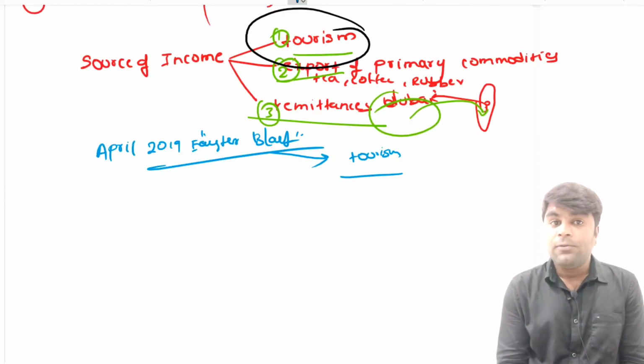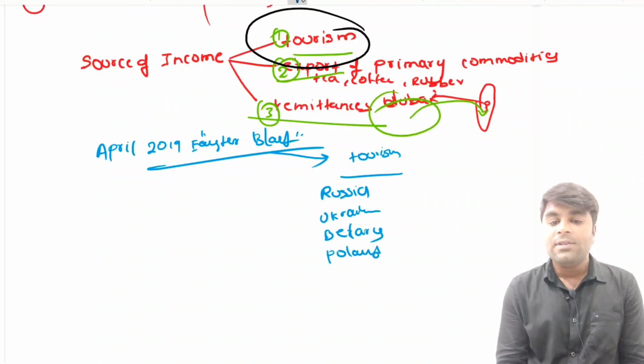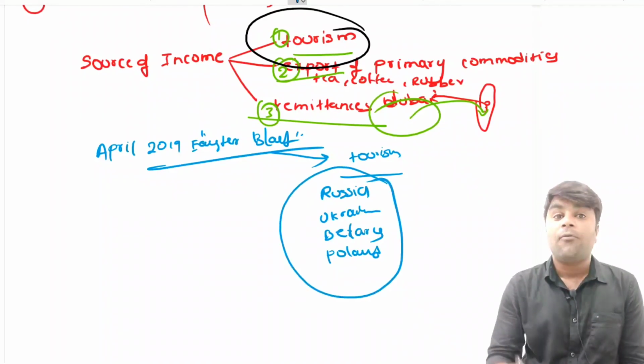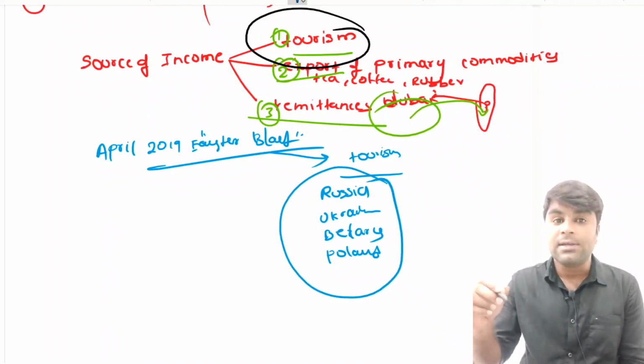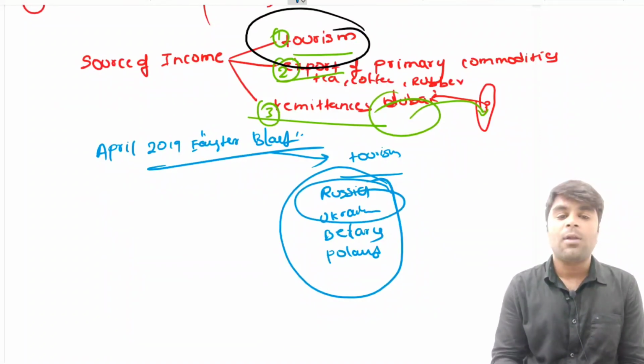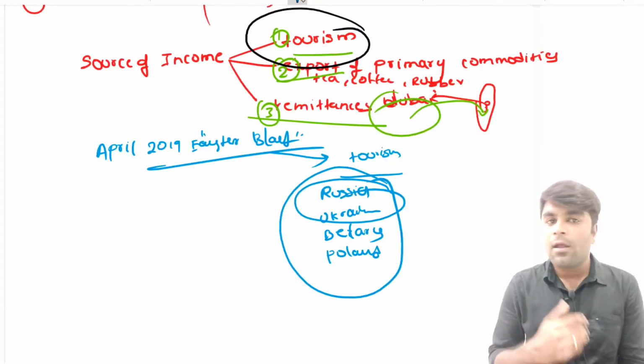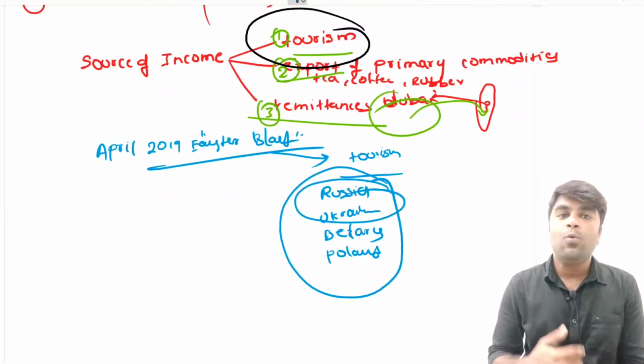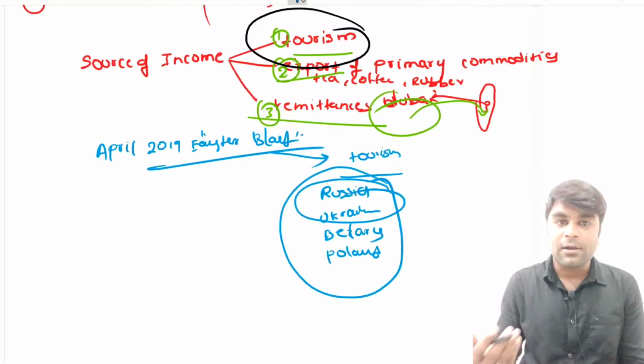Most of the tourists who visit Sri Lanka come from countries such as Russia, Ukraine, Belarus, and Poland. These are the four important countries from which tourists visit Sri Lanka. Now you all know that there is an ongoing conflict and war between Russia and Ukraine. When there is already an ongoing war between Russia and Ukraine, how would tourists from these countries enter Sri Lanka?